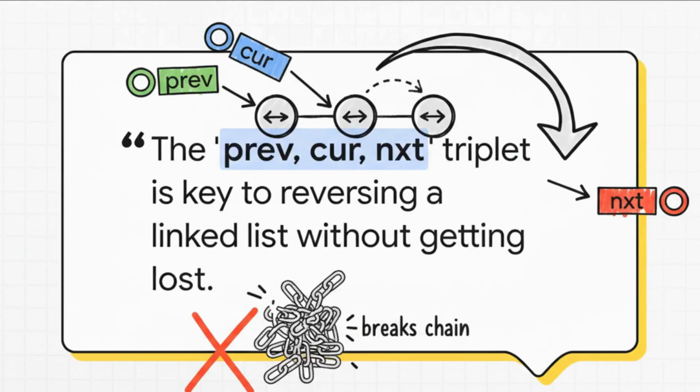Okay, here's another big one, reversing a linked list. This sounds easy, but it's tricky. The secret is all in how you juggle 3 specific pointers: previous, current, and next. It's a delicate dance, because if you mess it up, you can accidentally break the chain and poof, the rest of your list is just gone forever.